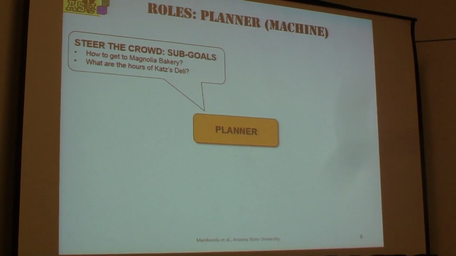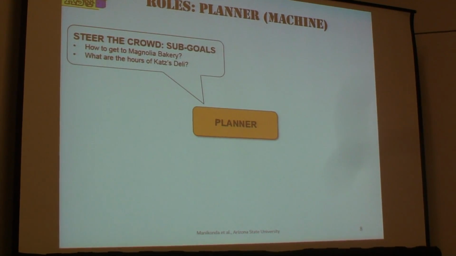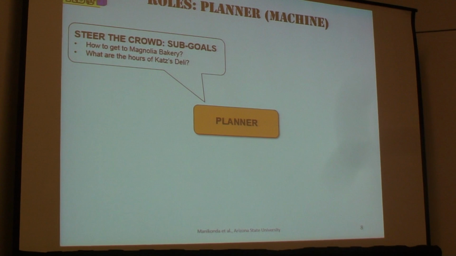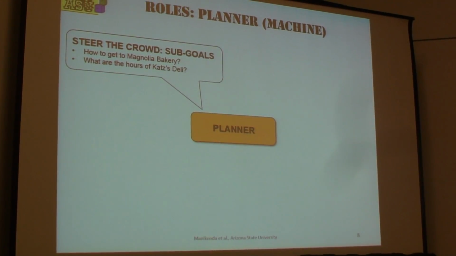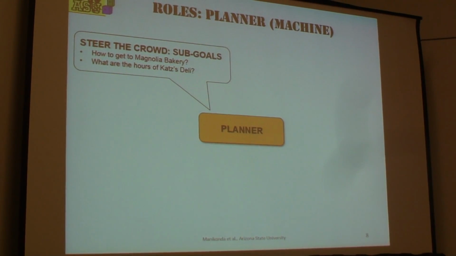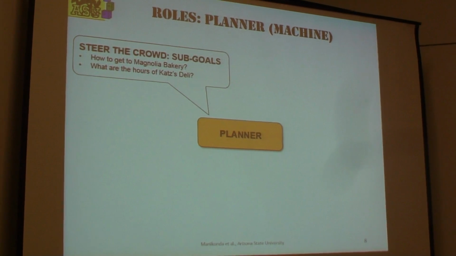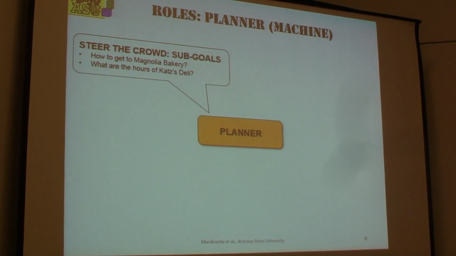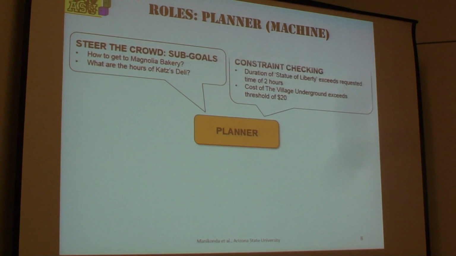How do you get to a place that was suggested in your plan? Or, what are the hours that a certain place is open? So if that place was suggested as a place in your plan, are there specific hours that you need to visit this place? So that's one thing you can do: steer the crowd towards coming up with sub-goals for these things.